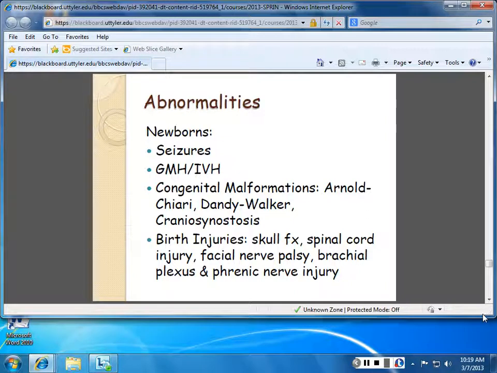Birth injuries, again, you're going to depend on your history from the delivery room. If you're doing a newborn assessment, what kind of delivery did they have? Was there any trauma during the delivery? Always look for your large for gestational age babies. These are the babies that are 9, 10, 12, 14, 16 pounds at birth. They're huge. They're like little sumo wrestlers. They're more likely to have injuries because it's so hard to get them out.